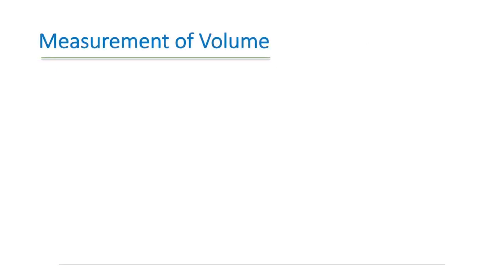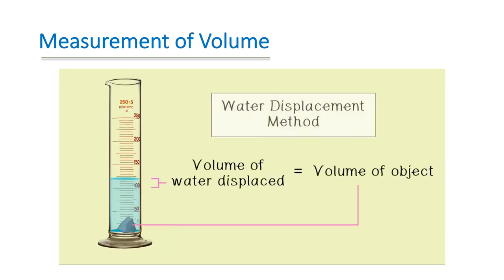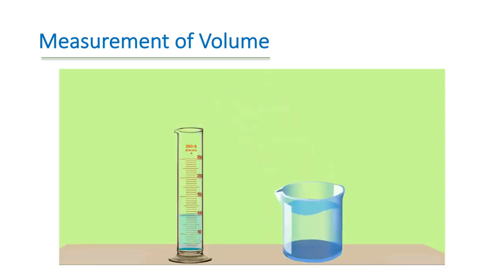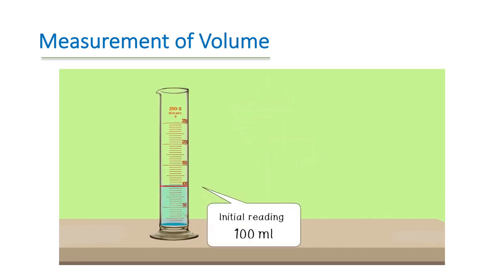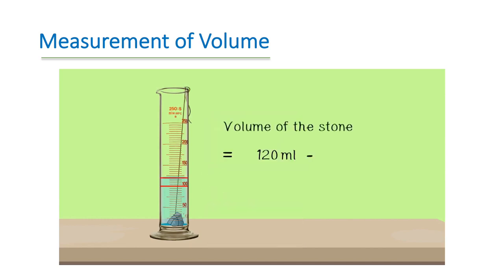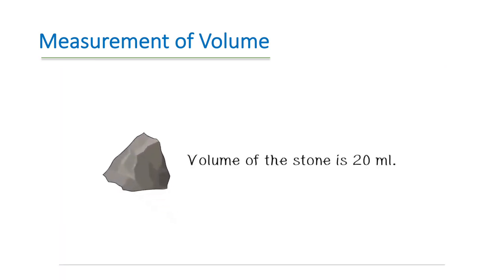Now, let us use the water displacement method to measure the volume of an irregular solid. Pour water in a graduated cylinder and note the initial reading, 100 ml. Lower the object into the water. Note down the final reading, 120 ml. The difference between the two readings gives the volume of the stone. This is because an object displaces water equal to its volume. Thus, we found out that the volume of the stone is 20 ml.